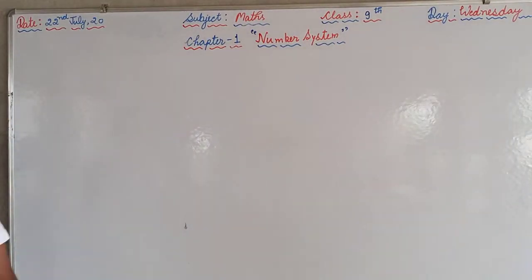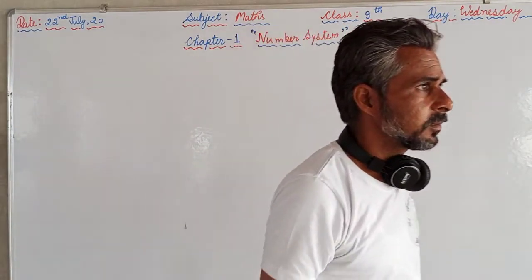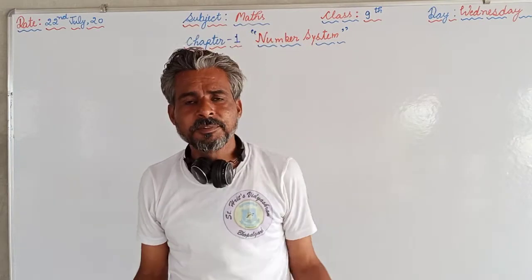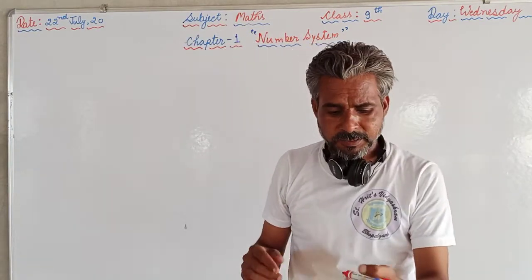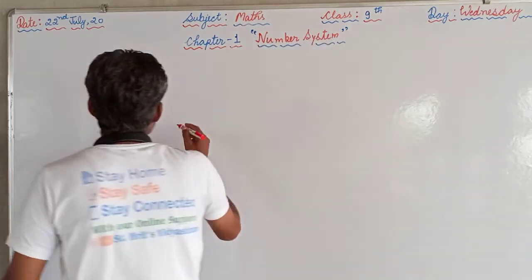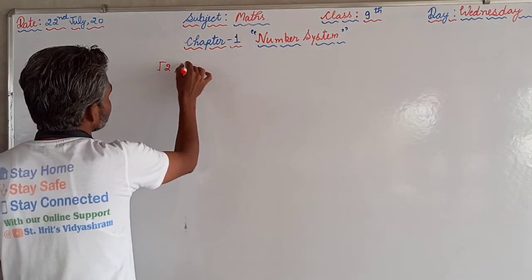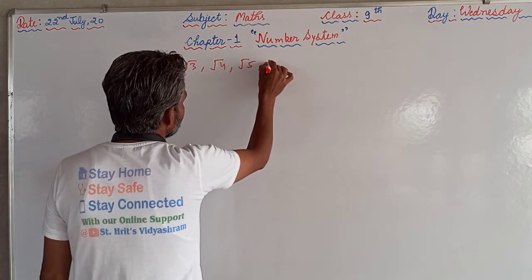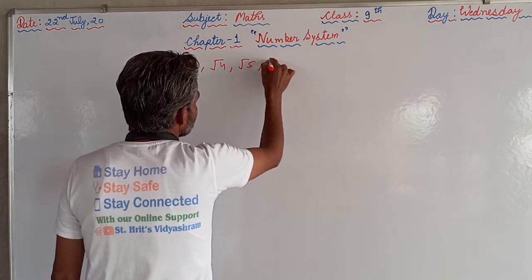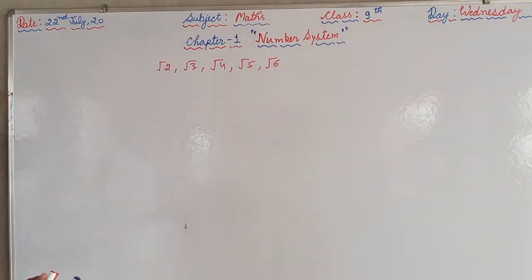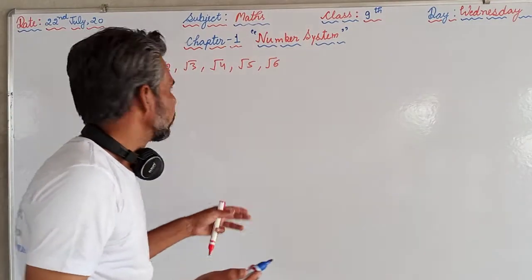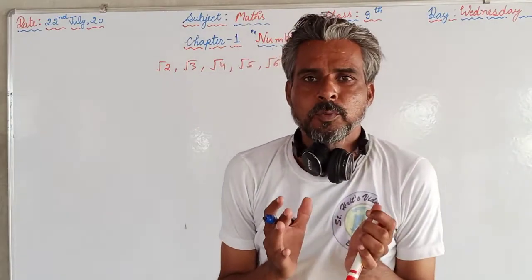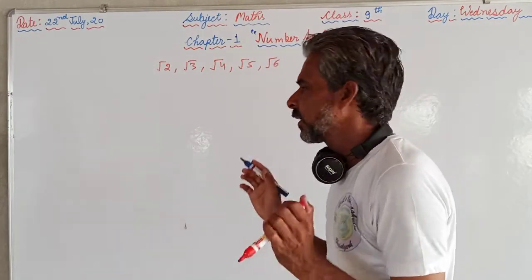We have already represented some of the numbers, integers, fractions, or rational numbers on the number line in this class as well as in the previous classes. But we have never represented numbers like under root 2, under root 3, under root 4, under root 5, under root 6, and so on. So we will take these all at the same time, and I will try to explain how to represent these numbers on the number line.